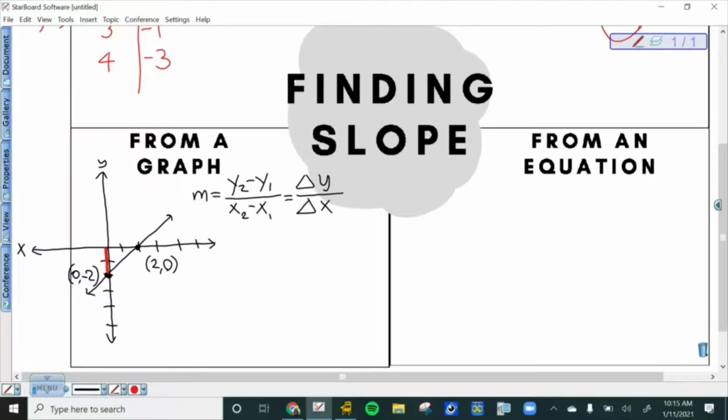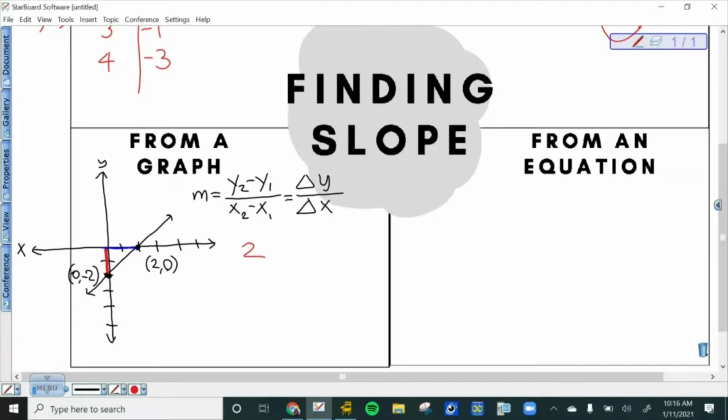How did you get 3? So we start here and then count up 1 and then 2. And then what about horizontally? 2. Yeah. So my change in y, my vertical change, is going to be 2.